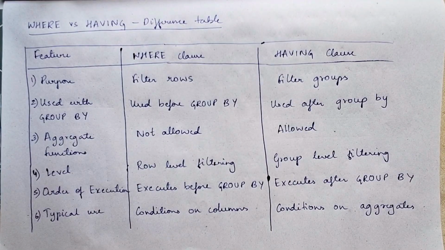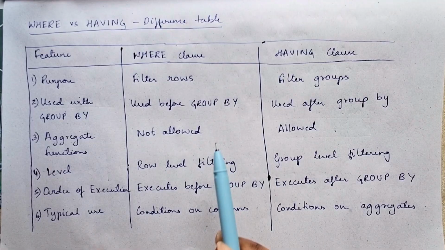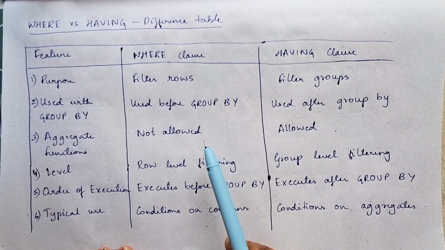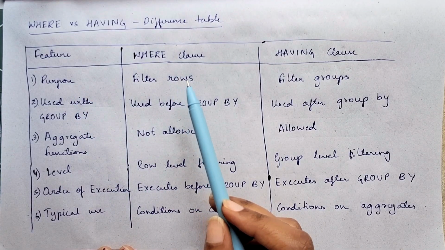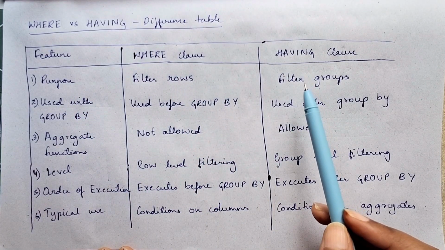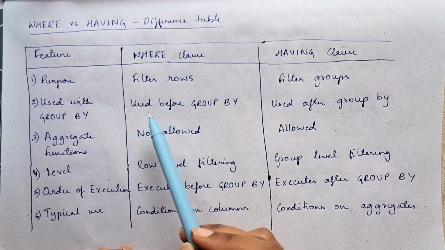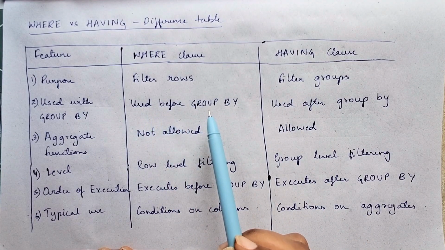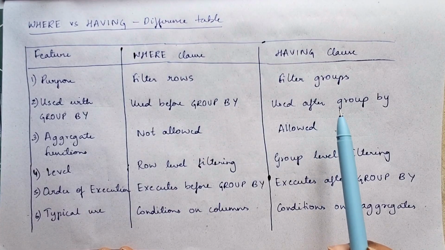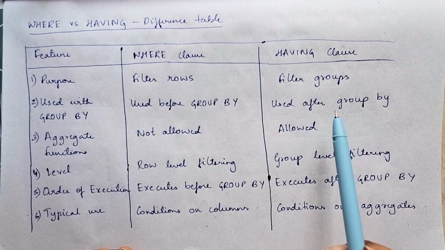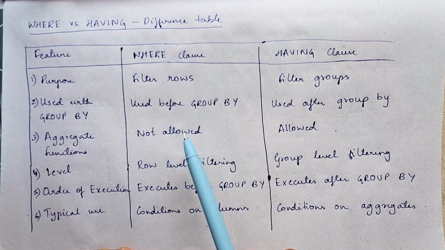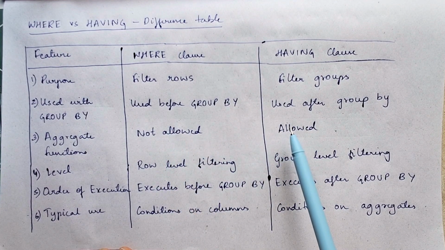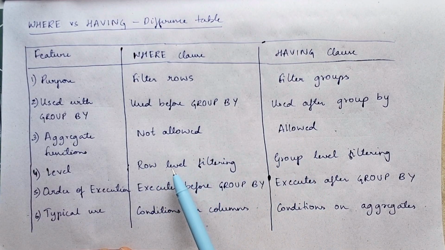So guys, now let's quickly summarize the difference between where and having clause using a table. First, look at the purpose. Where clause filters rows while the having clause filters the groups. Next, where clause is used before group by but having clause is used after group by clause. This is very important. We cannot use aggregate functions like sum or average in where clause, but having is used with aggregate functions.